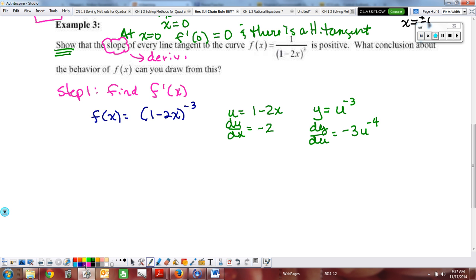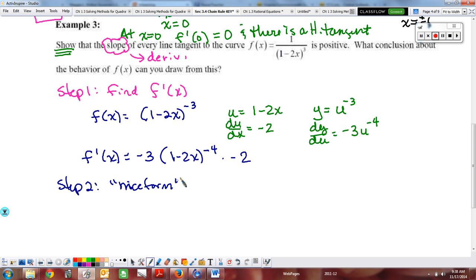And so for me to find f'(x), or my dy/dx, I take du/dx times dy/du, and I will have my answer. So we end up with f'(x) is -3, and instead of my u, I put my u back in, (1 - 2x) to the negative 4, times my du/dx, which is -2. And again, because I'm going to use it in step 2, I'm going to rewrite it in a nice form: one fraction, simplified, factored. It's already nicely factored, so the numbers in the top would give me 6 over (1 - 2x)^4.